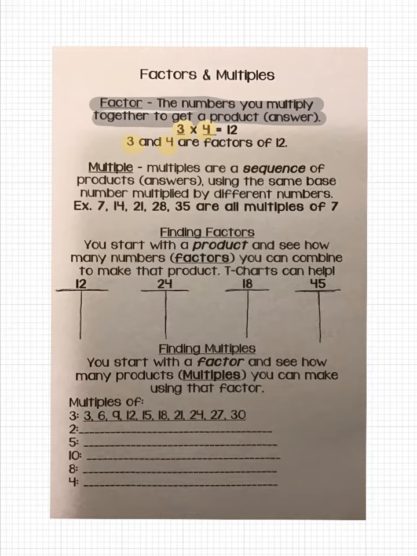Okay? The next one we have is multiple. This is the opposite, kind of. Multiples are a sequence of products or answers using the same base number multiplied by different numbers. Sounds really complicated, but it's really not. Our example would be, these are multiples: 7, 14, 21, 28, 35. They're all multiples of 7.